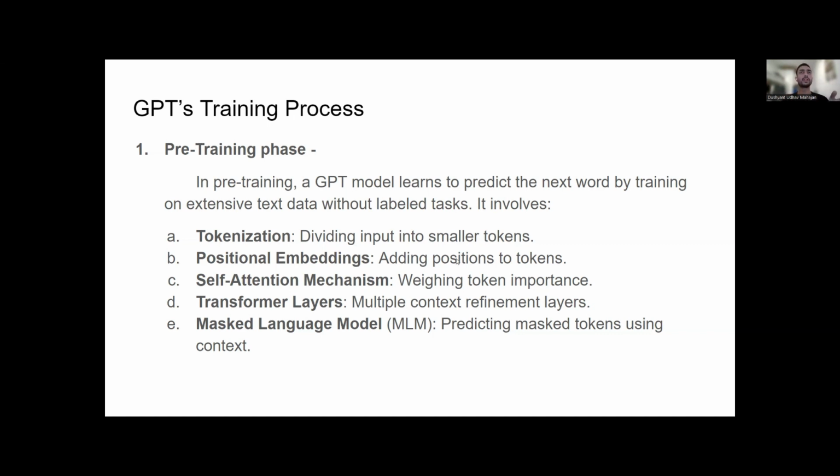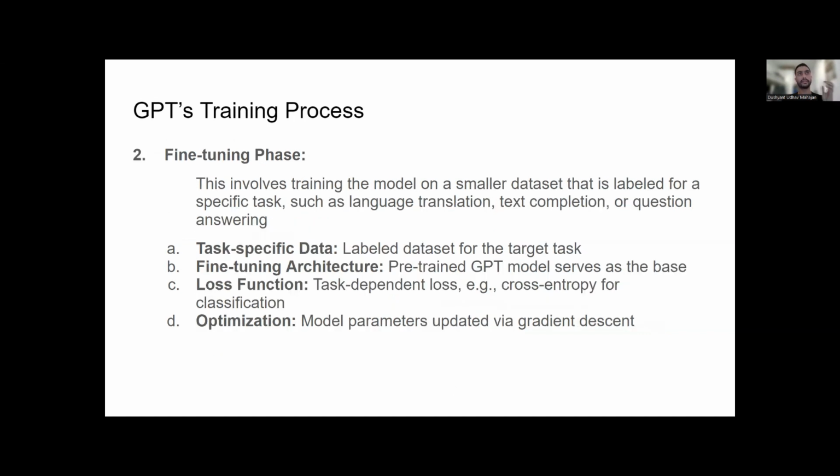Then we go on to the fine-tuning phase, where after the pre-training process, the GPT model is fine-tuned for specific tasks. This involves training the model on a smaller data set that is labeled for a specific task, such as language translation or text completion or question answering. The fine-tuning process adapts the pre-trained knowledge to the specific task at hand.